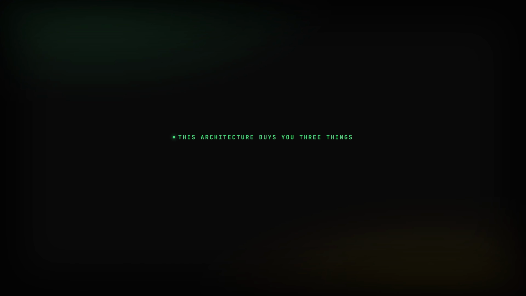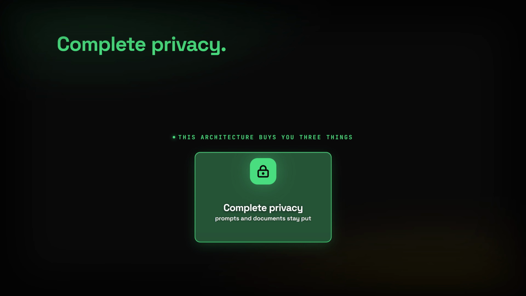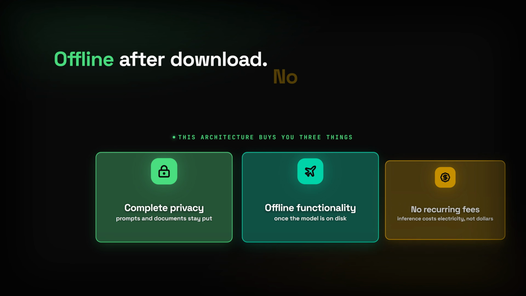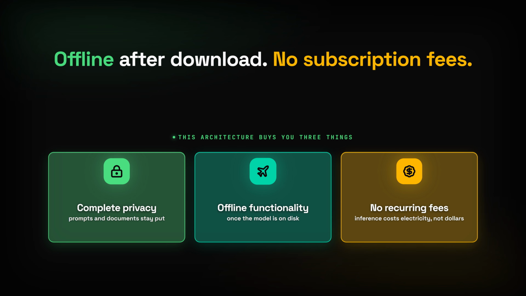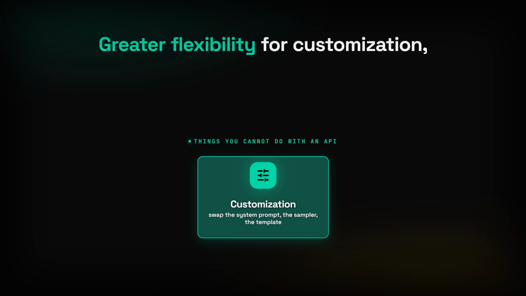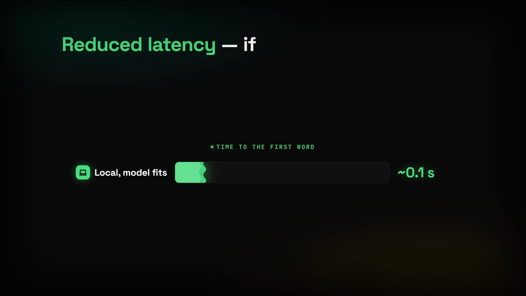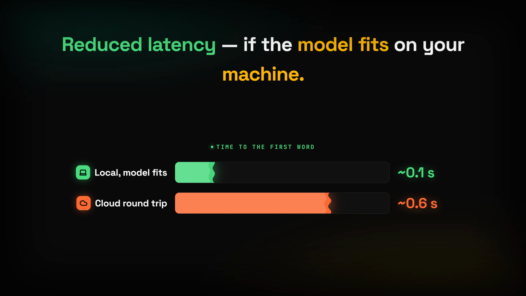This architecture offers several advantages: complete privacy, since prompts and documents never leave your device; offline functionality after the model has been downloaded; no recurring subscription fees for inference; greater flexibility for customization, experimentation, and fine-tuning; reduced latency if you have a powerful PC and the model fits on your machine, because responses are generated directly on local hardware.